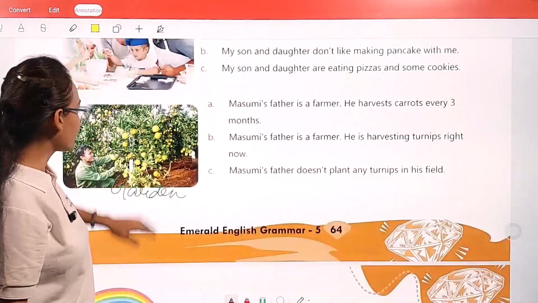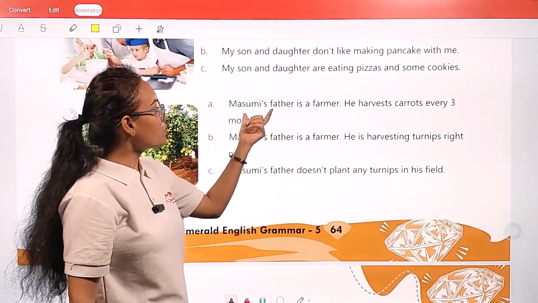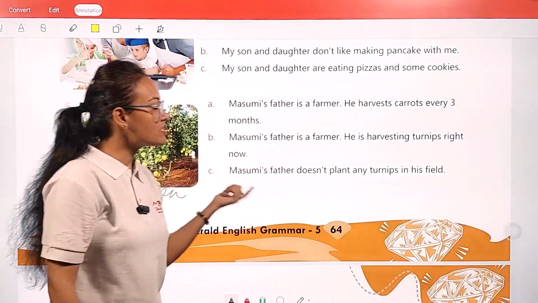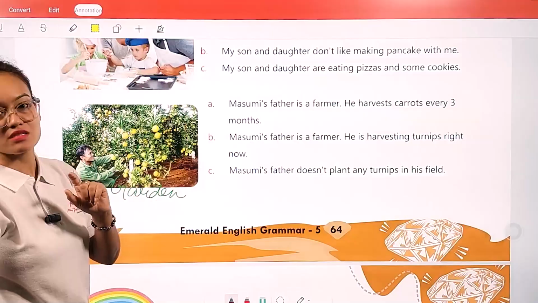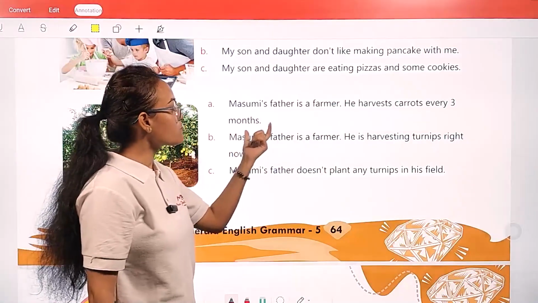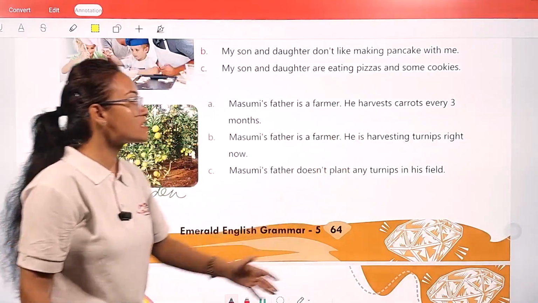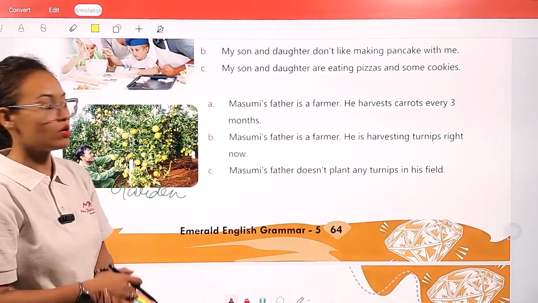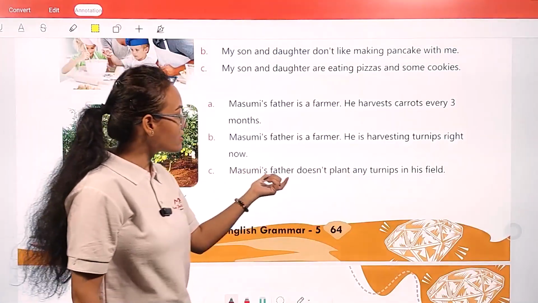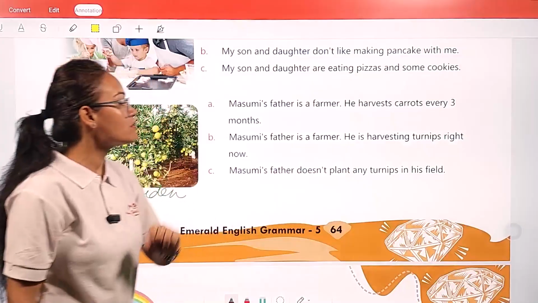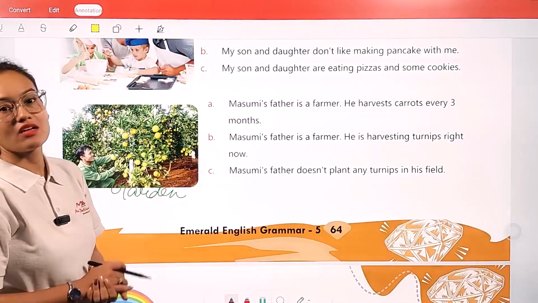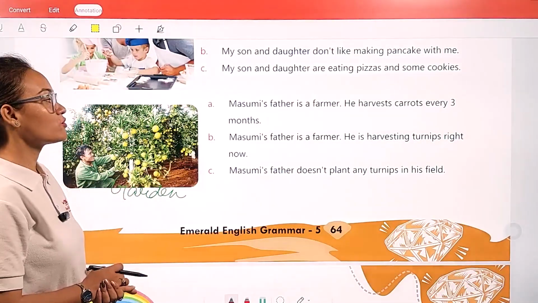Okay, now the second one. Mausumi's father is a farmer. He harvests carrots every 3 months. B. Mausumi's father is a farmer. He is harvesting turnips right now. Last option. Mausumi's father doesn't plant any turnips in his fields. So which option is correct according to this picture?